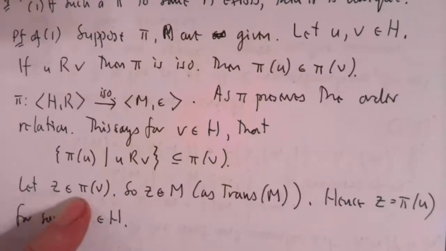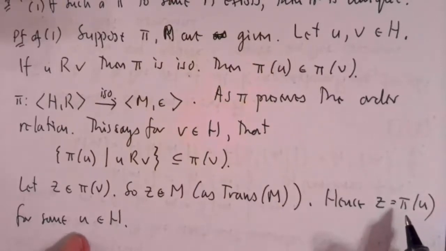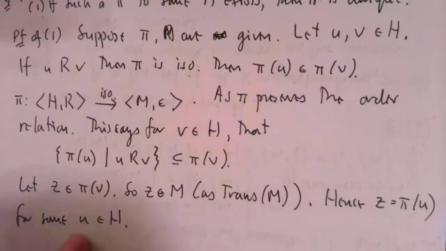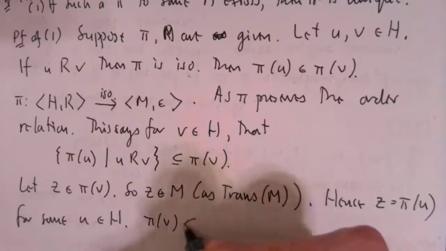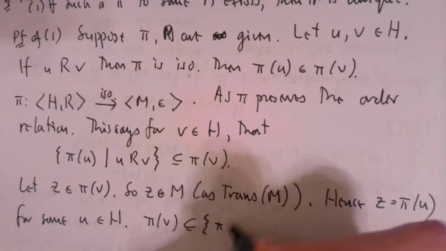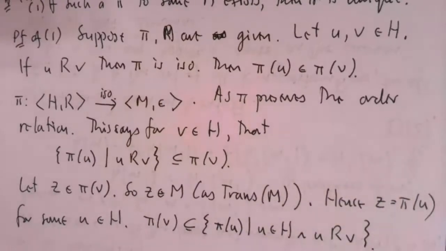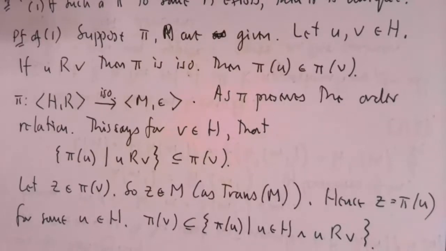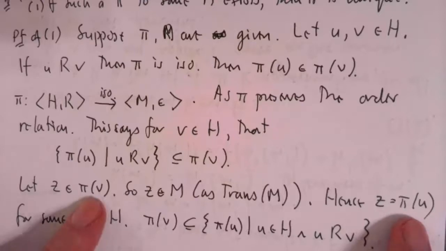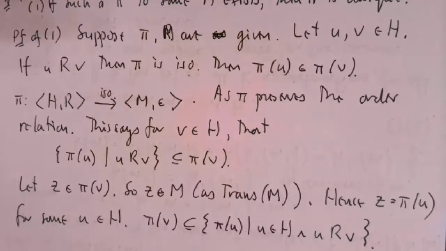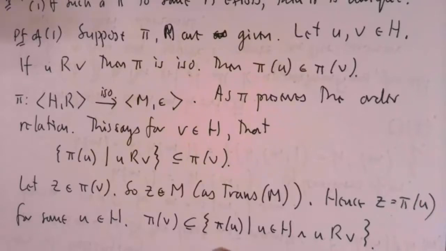So what is that saying? I took an arbitrary thing in pi of V, and I found that it was pi of U for some U in H. So that is saying anything in pi of V, such as this Z here, is an element of this set over here, the collection of pi of U's for U in H where U is R below V. Because if Z is pi of U, and Z is in pi of V, this would mean that U is R below V. So all of these typical Z's that are in here, they're also in this set here. So now we've got the inclusions going both ways. So these are now the same thing.